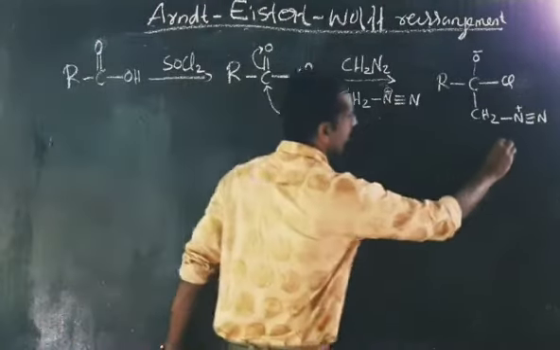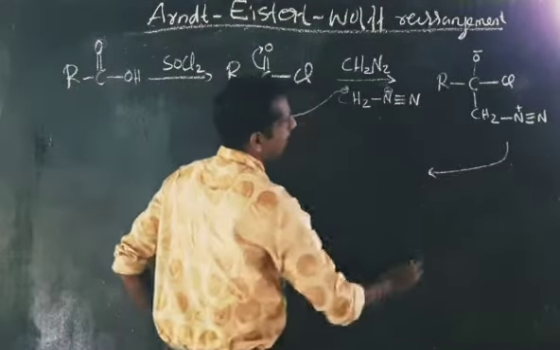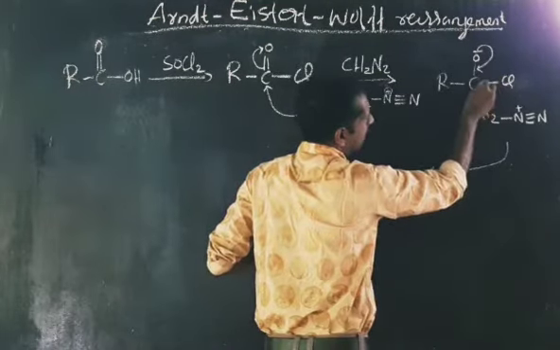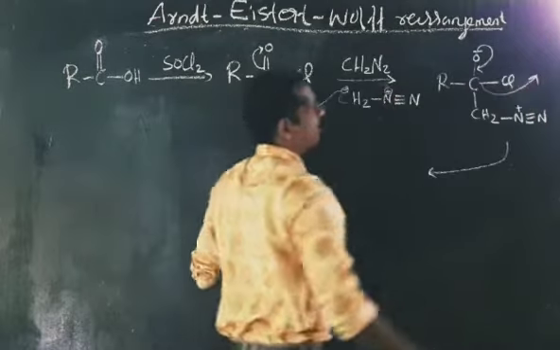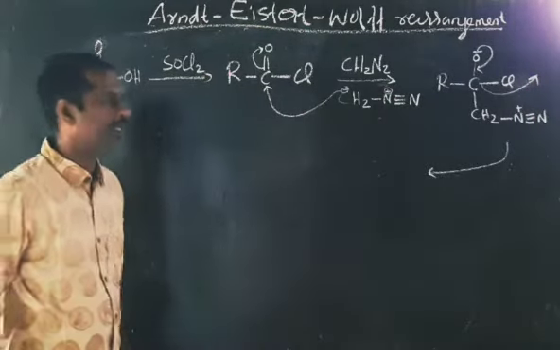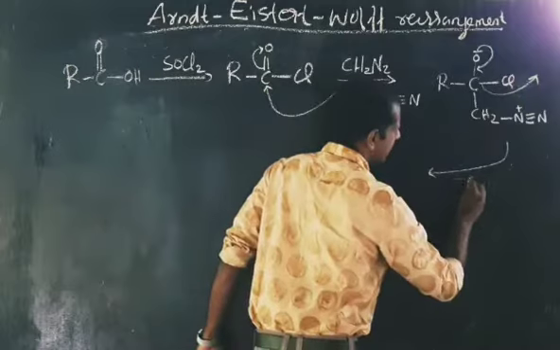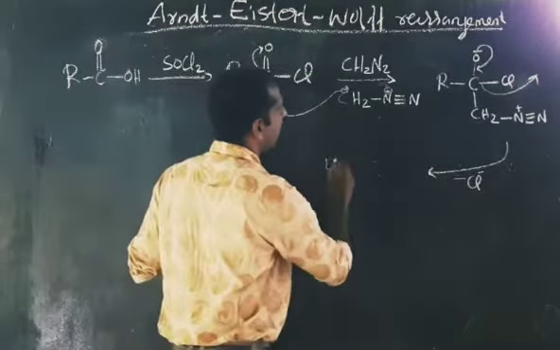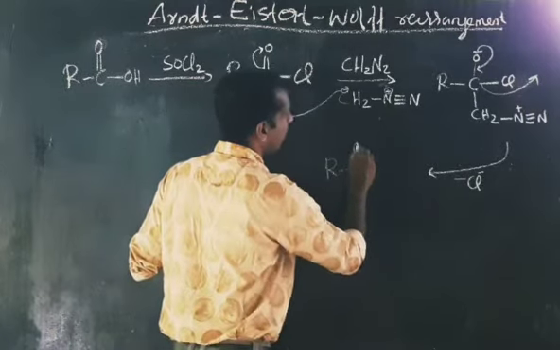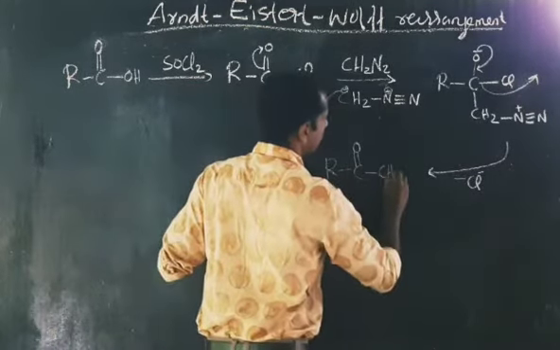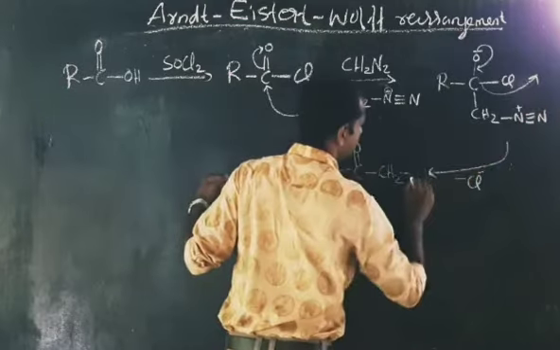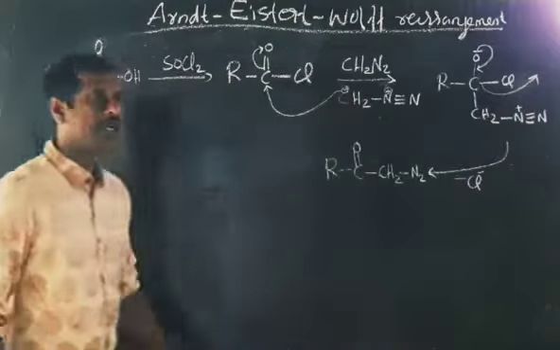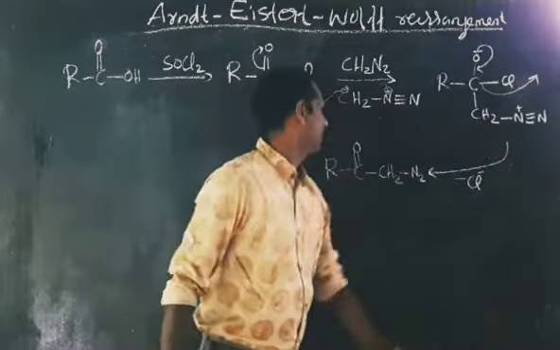And what is happening in the next step, you can see that when this pair of electron comes back, this Cl, this leaving group, is detaching from the carbon. So what you will write? Minus Cl minus, and what you will get? You are getting R, C, double bond O, CH2, N triple bond N, which you can write like this: CH2, N2.